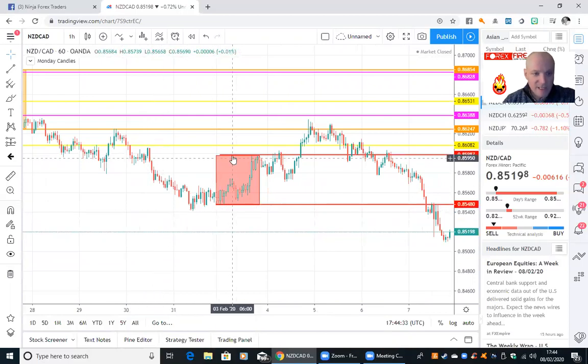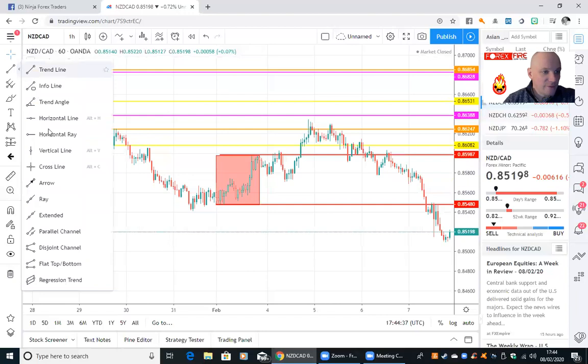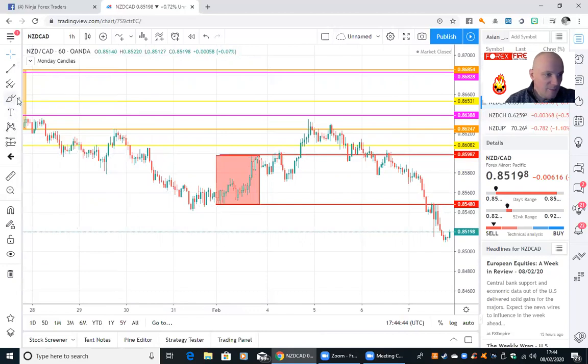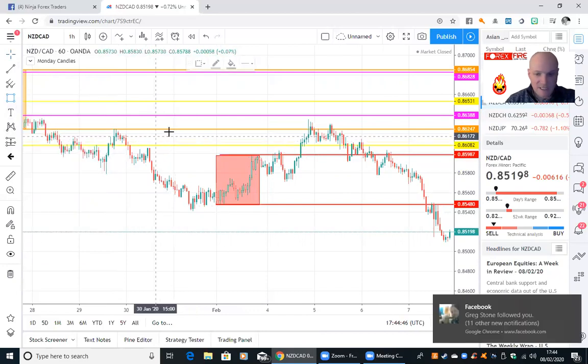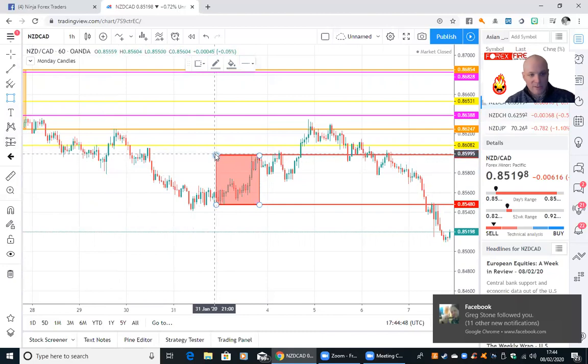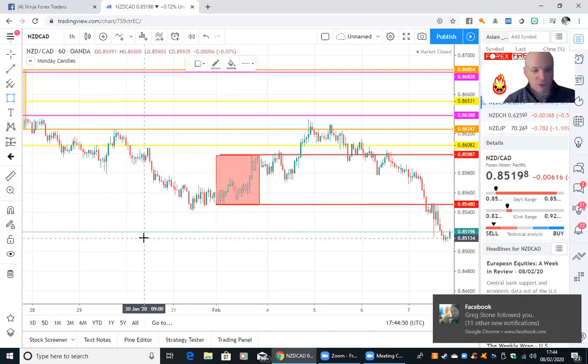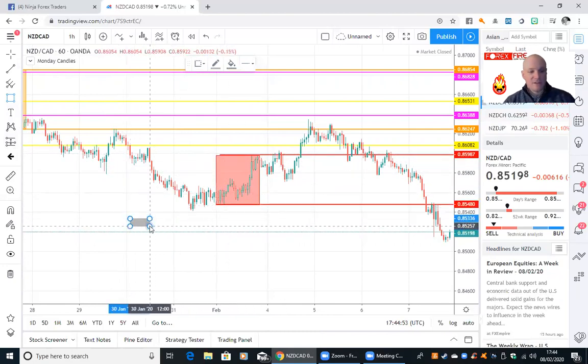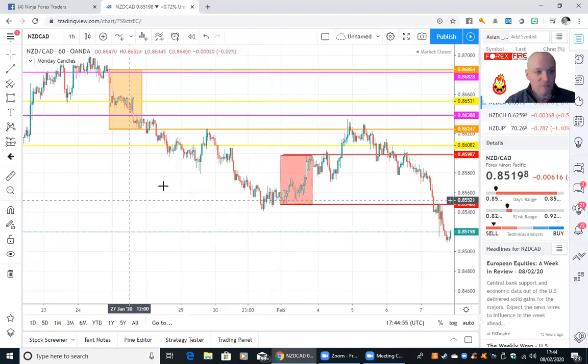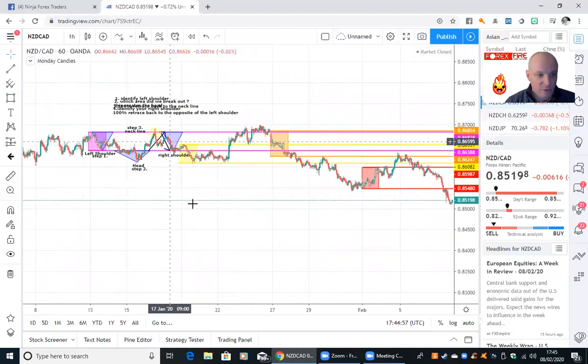So this will create a high and a low point. You then would have gone to the horizontal ray, create a high, create a low. From there, as a recap, you'd go into the brush, do a rectangle, and then what we would do is highlight that boxed area. So that's the basic rundown of what I asked you guys to do the other week.